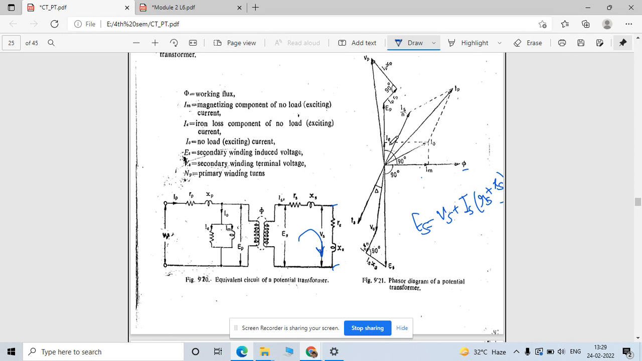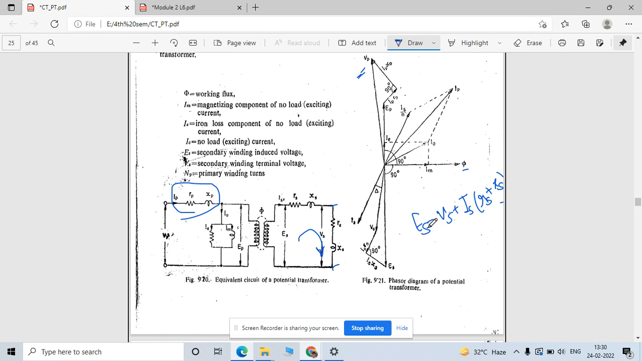So this is nothing but the sum of these two phases, and accordingly, this is EP, the primary drop. If I consider this VP, the terminal primary voltage, which is nothing but the drop across this impedance plus this EP. The same way, the drop across this impedance plus EP is nothing but this VP. So this is IP. How to calculate the IP? The IP you need to use.